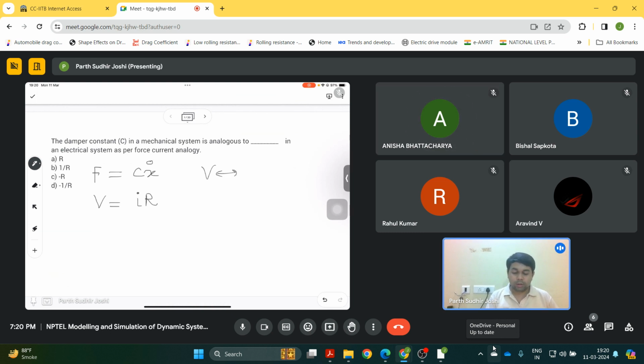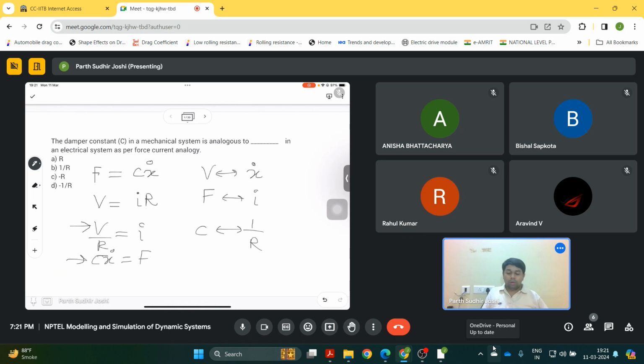Basically, yes, right. The velocity is analogous to x dot, and the force and current are analogous, so we need to rearrange the equation slightly. We write v by r is I, and cx dot is basically force. That's why we can say that c is analogous to 1 by r, right? Because the proportional constant in this equation is 1 by r, whereas here it is c. So the proportional constants are analogous, and the damping constant is analogous to 1 by r.